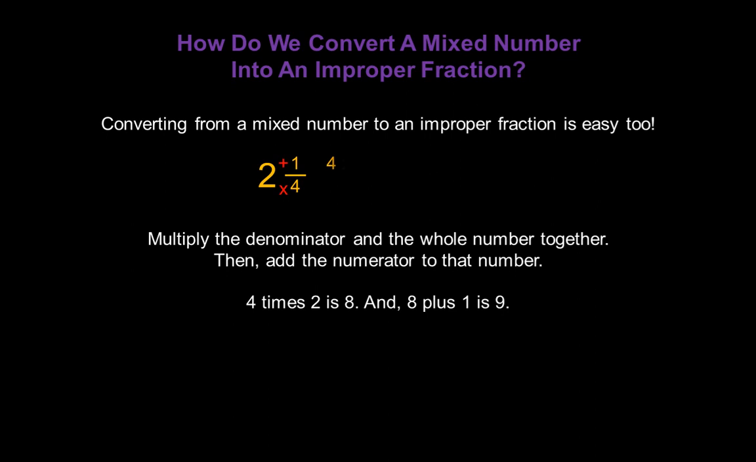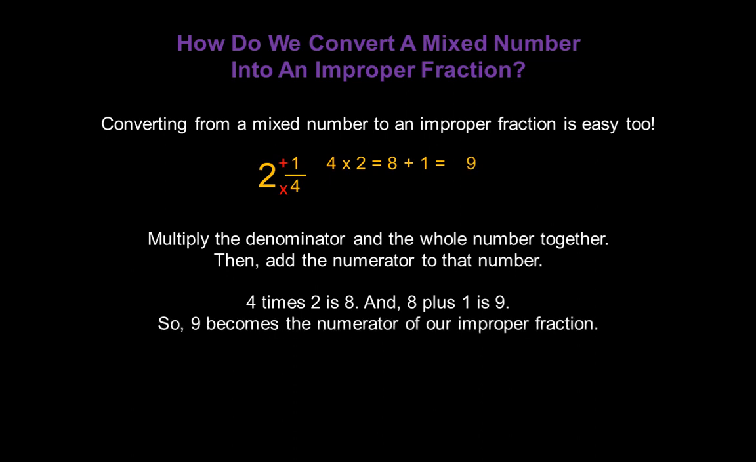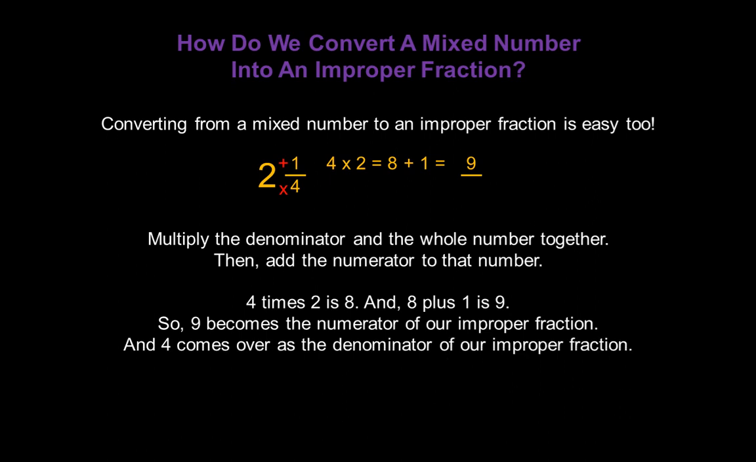So 4 times 2 is 8. And then 8 plus 1 gives us 9. So 9 becomes the numerator of our improper fraction. And 4 comes over as the denominator of our improper fraction. So there you have it. 2 1/4 turned into 9/4.